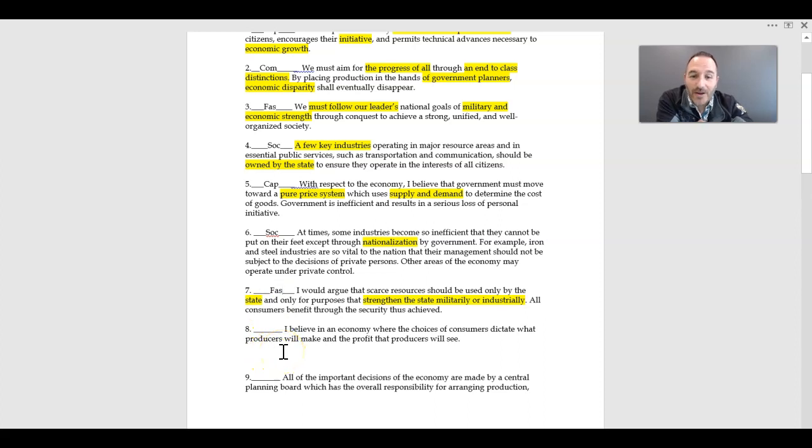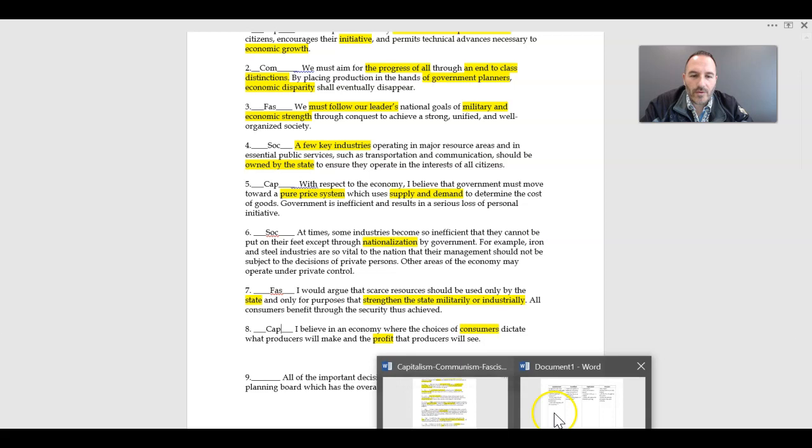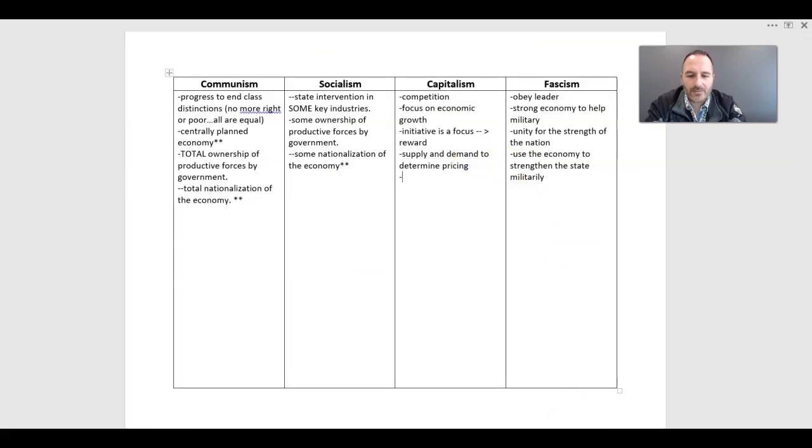All right, number 8. I believe in an economy where the choice of consumers dictate what producers will make and the profit that producers will see. So consumers are important. And then also we see this idea of profit. Well, we've already sort of seen this, and this is, of course, a supply and demand scenario. Which one, again, is supply and demand? Oh, well, it's capitalism.